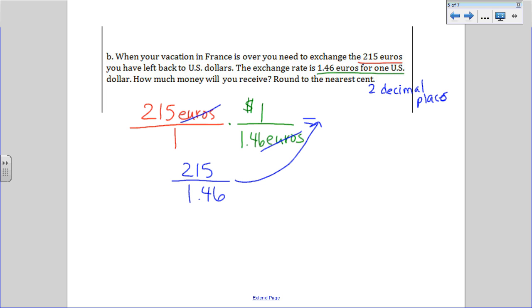All right, so we have 147, and then we have 26 followed by a 0. 0 is not big enough to round it up, so it stays just 26 cents. If we go back and look at our fraction and our rate conversion, the only unit we have is dollars. So we have US $147.26.